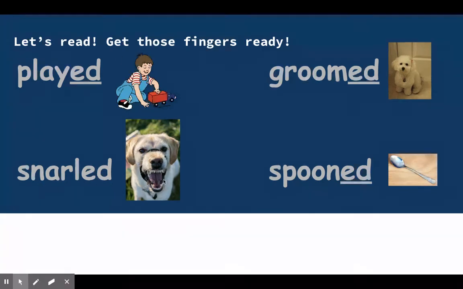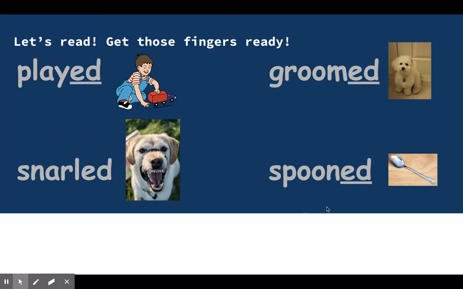All right. Oh, look at this dog. He looks pretty upset today. Let's find out what our word is. Here we go. Snarled. What's my base word in this one? Snarl. So I still follow my rules to spell snarl. And then when I hear that d, it's an ed.